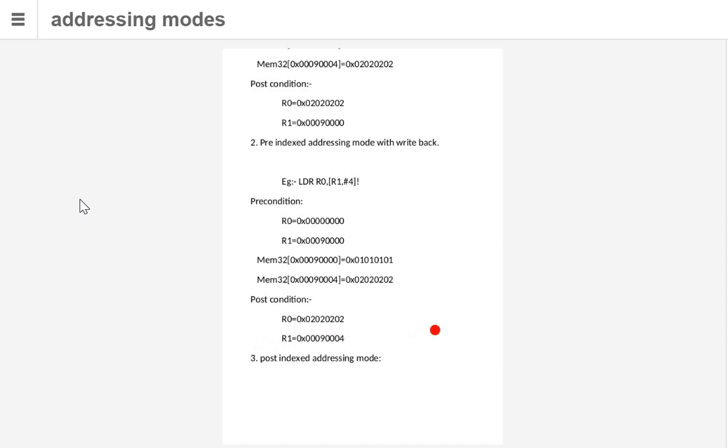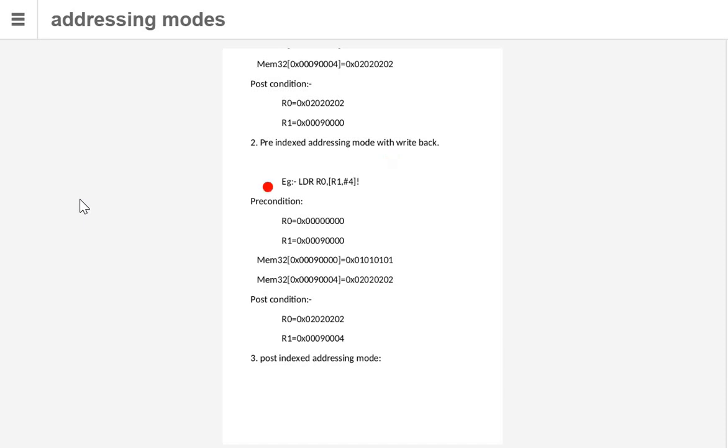Whenever you are going to modify the base register, you have to indicate that with an exclamation mark at the end of the instruction. Whenever I put an exclamation mark next to any register, it means that you are going to modify that register after executing the instruction. We will put this exclamation mark only on load and store instructions. We cannot put it on a move instruction or add instruction or anything like that. We can put this only on LDR or STR instructions or LDM and STM instructions, right? So that is about pre-index addressing mode with write back.